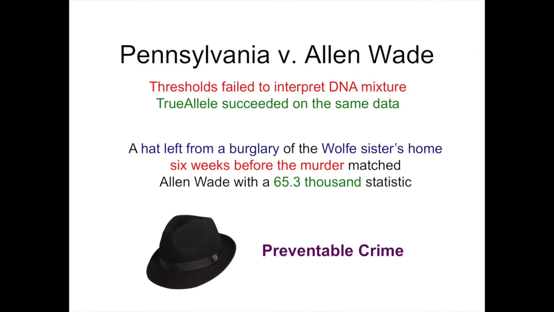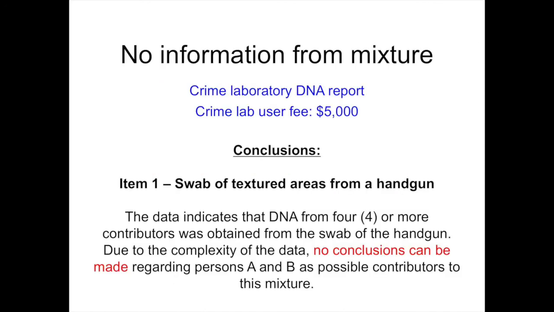Imagine if we lived in a world where a hat found at a burglary was taken seriously in terms of interpreting evidence, evidence was found, a match statistic was identified, a person was identified weeks before a murder happened, then crimes may not need to happen. If you've identified a burglar and arrested him beforehand, then he's probably not going to go ahead and kill some people who are his next door neighbors later on. So this is where DNA can help prevent crime.